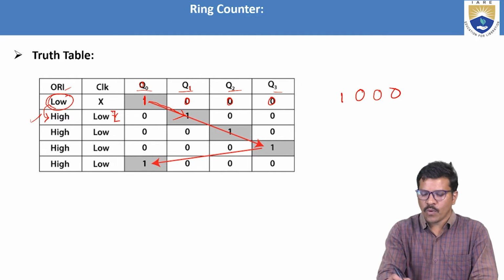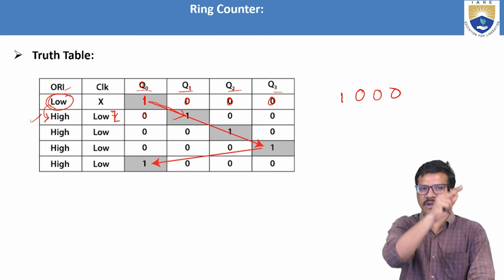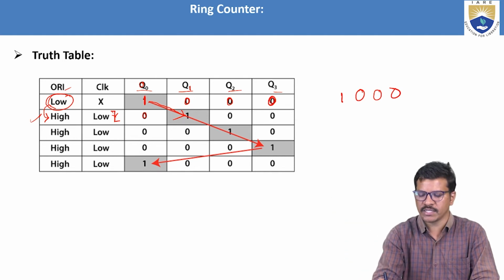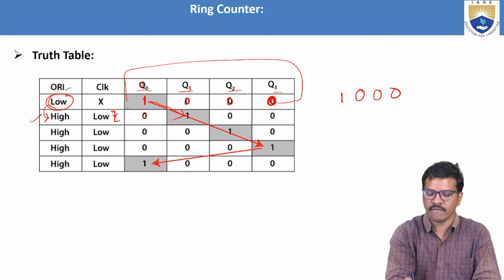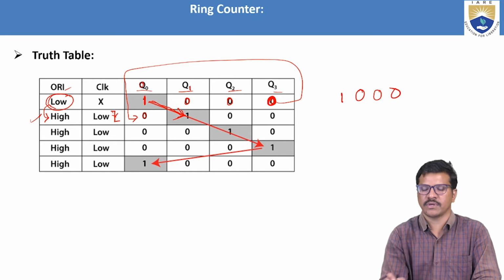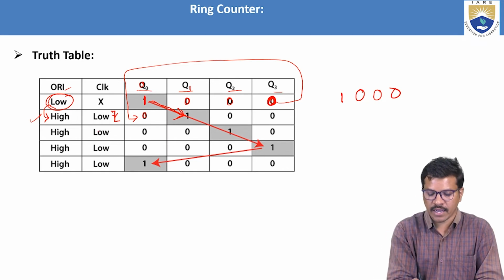Now, what is this 0? Because in the ring counter, the last flip-flop output is fed back to the input. The last flip-flop output is 0, and that is fed back to the input of the first flip-flop. And this one is passed to this one. Now I am applying the clock again.